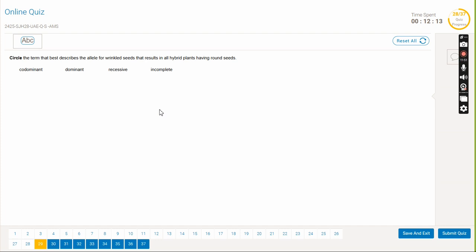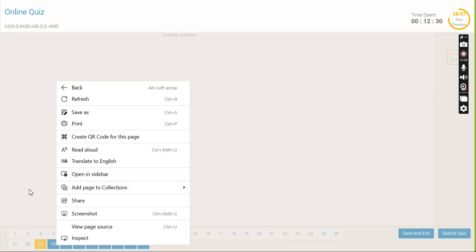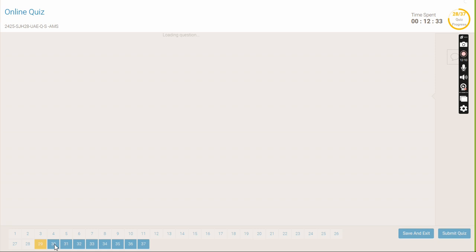Here, circle the term that best describes the allele for wrinkled seeds that results in all hybrid plants having round seeds. So we have the allele for wrinkled seeds that results in hybrid plants with round seeds. What is that? So what are we going to say? This is recessive. So we understand that it's a recessive seed.